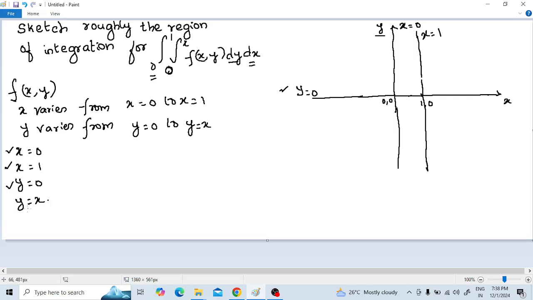Now y is equal to x. We have to plot the y is equal to x line. In order to plot y is equal to x, I take the values here 1, 2, 3, here -1, -2, -3, and here 1, 2 and 3. Now, x equal to y. So when x equal to 0, y will be equal to 0. So we can take x equal to 1, y is equal to 1.